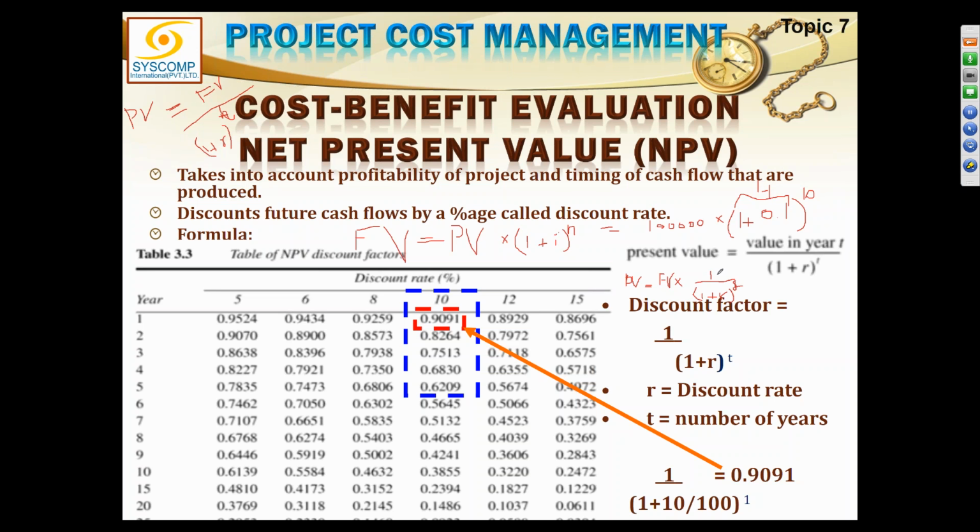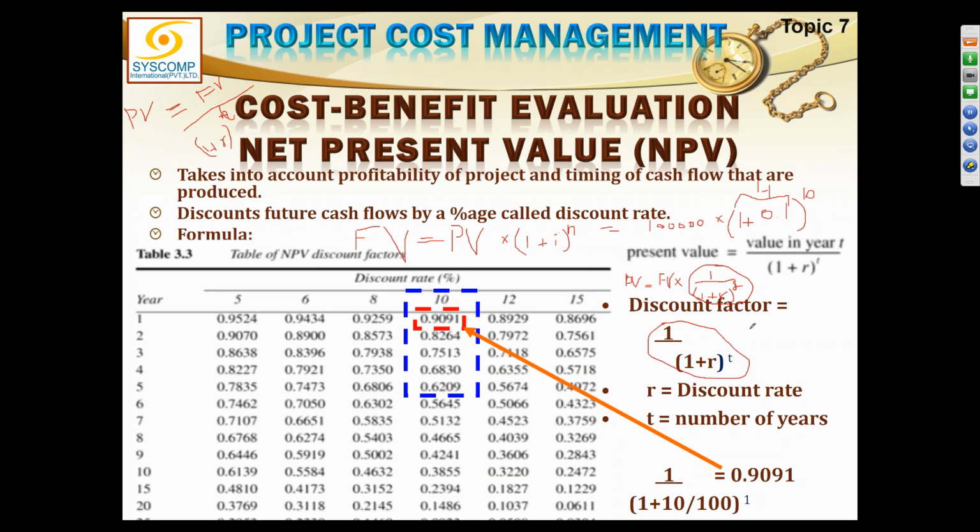Right. So what if I take this portion out? This portion, when I take it out, is called the discount factor. R was the discount rate. 1 divided by 1 plus R raised to the power T is called the discount factor. So if somehow I can calculate this discount factor, if I get a value out of the discount factor, I can simply multiply that value with my future value, and that will give me the present value. Are you okay with it?